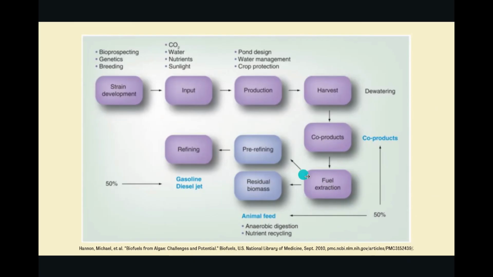Once the oil is extracted, it's going to move on to pre-refining. The rest of the algae cell is residual biomass. This can be used for animal feed or other such things, but it is no longer useful in the process of creating biofuel.